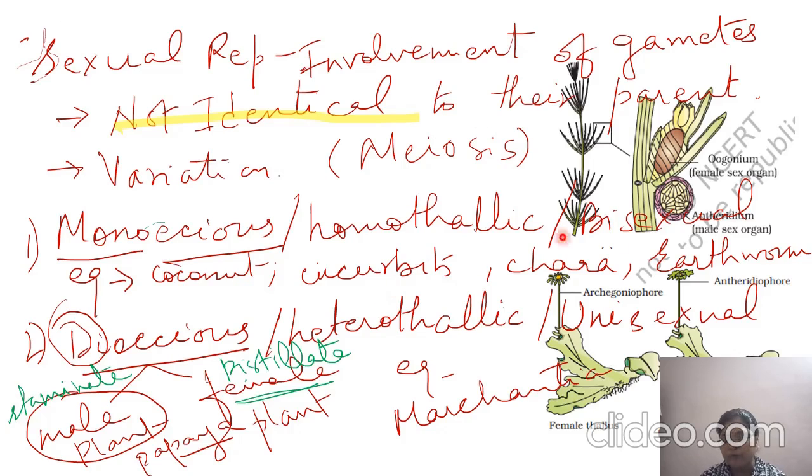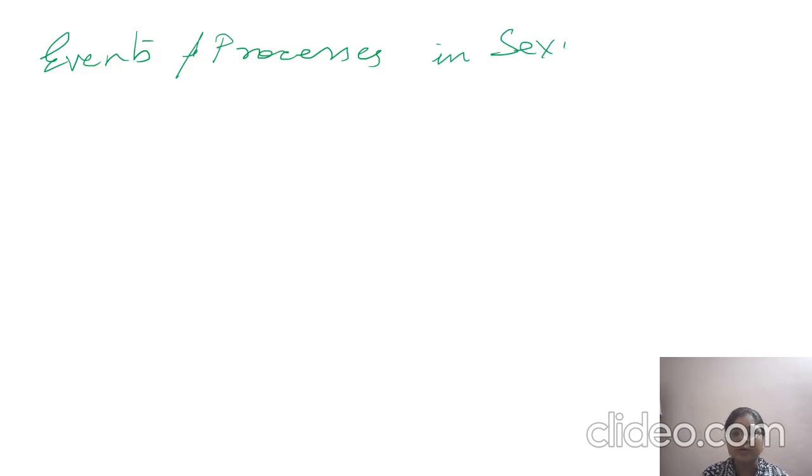Okay, now let's move on to the different events. Let's look at the process of sexual reproduction. We can say events in sexual reproduction, or you can also say processes in sexual reproduction. Okay, so let's move on.